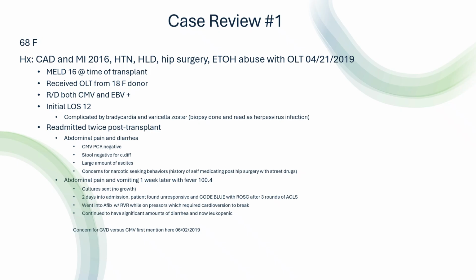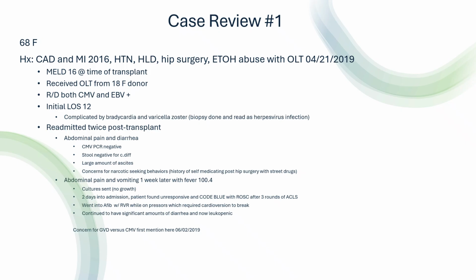Her initial length of stay was 12 days, and it was complicated by bradycardia, and she also, unfortunately, drew the short straw and developed varicella zoster. So she got shingles, and there was a biopsy done of that when that rash erupted, and the biopsy proved that it was a herpes infection. She was readmitted twice post-transplant.